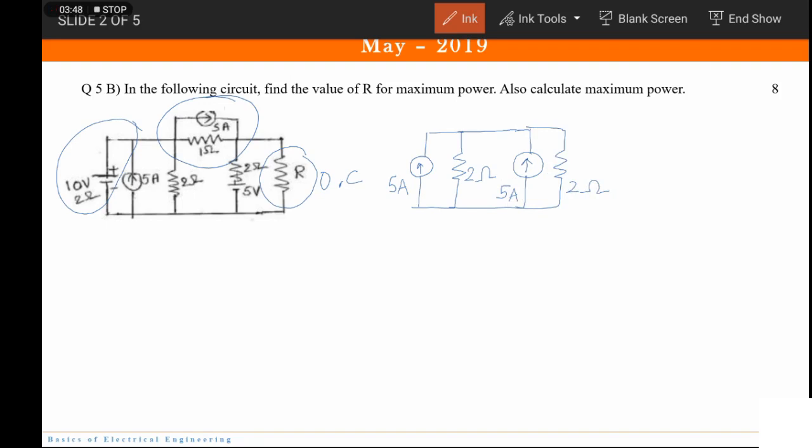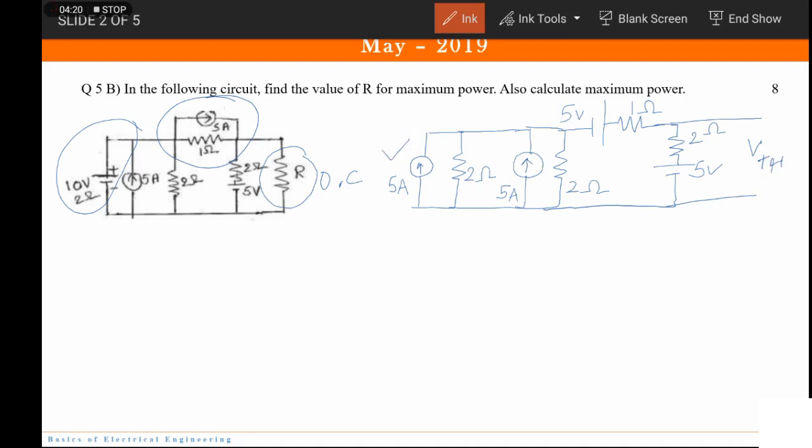Now we shall be replacing the current source of 5 amperes. So this is 5 volts and the value of resistor is 1 ohm. Okay, and the remaining part is as it is. So it is 2 and 5. And here it is VTh. So we will be converting this into Thevenin's equivalent circuit first.